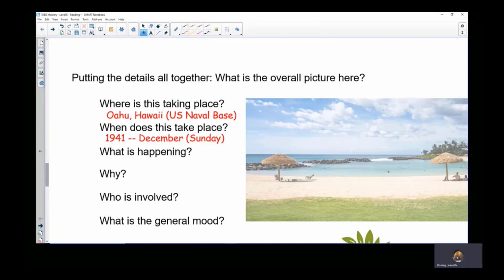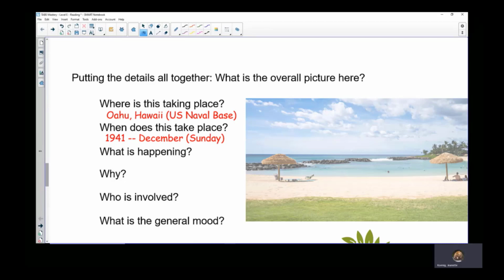Well, there's war going on in other places, but it's not America's war. So here, except for the people who have to work on the weekend, most people are just hanging out on the beach. Right. Okay. So you pulled in the whole picture.